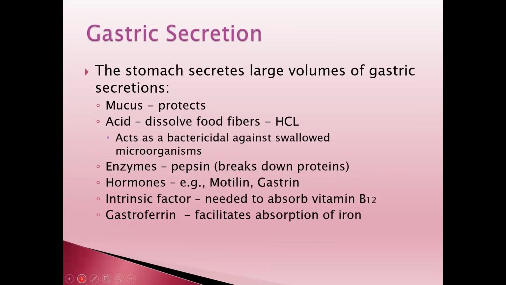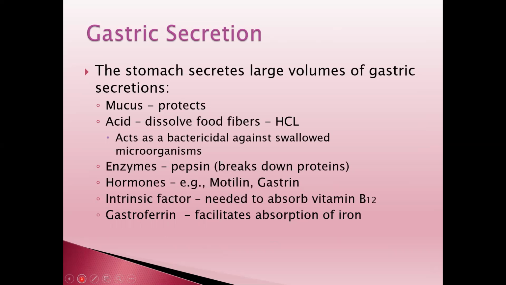Now, the GI system is not sterile, and we know that because what goes into it is not sterile. A G tube, like a nasogastric tube, if you insert it into a patient, is not sterile. Food is not sterile. So there are a lot of things that go into the GI system that aren't sterile. However, there's a lot of protection here. There's mucus secreted by the gastric lining that protects it. We have hydrochloric acid that dissolves food fibers, but it also acts as a bactericidal against swallowed microorganisms.